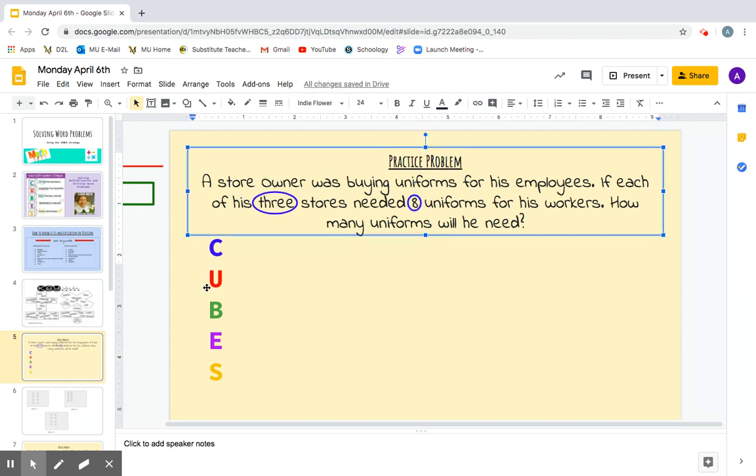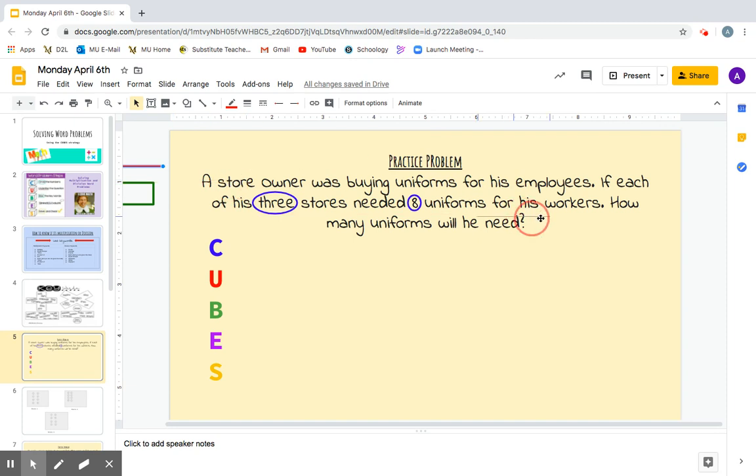Next on the cube strategy is U. We're going to underline the question, which here is how... Oh, my line's getting all wonky. How many uniforms will he need? That is what we are trying to figure out and solve.